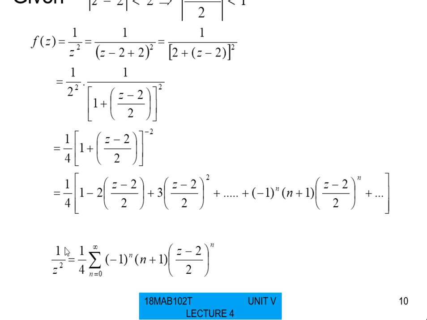So the same function can be expressed as a Taylor series based on its region of convergence. So the region of convergence here plays a vital role, right? So Taylor series expansion about a point inside a circle, we have seen it. What about in between the circles? That is the next lecture.